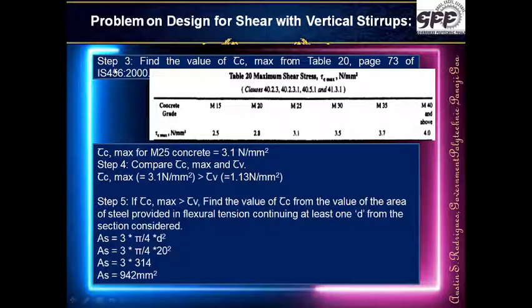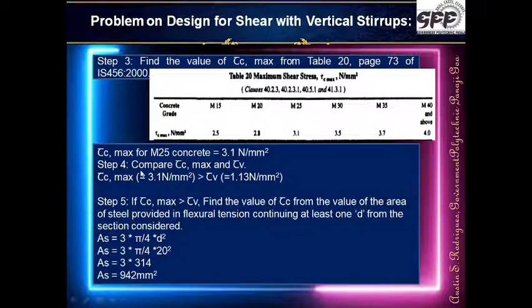We go to step 3, find the value of tau c max. Obviously we know that the value of tau V should not be greater than tau c max, otherwise we have to redesign the section. So we have to check the value of tau c max. The type of concrete given to us is M25 concrete. So for M25 concrete, tau c max is 3.1 Newton per mm square.